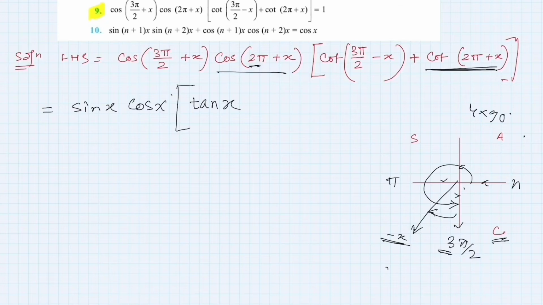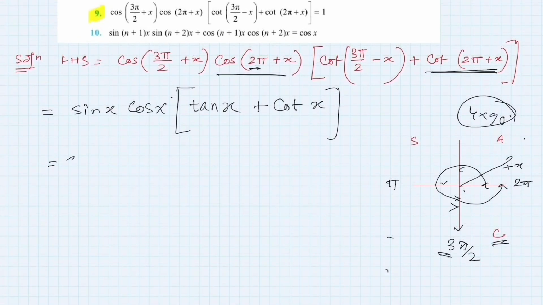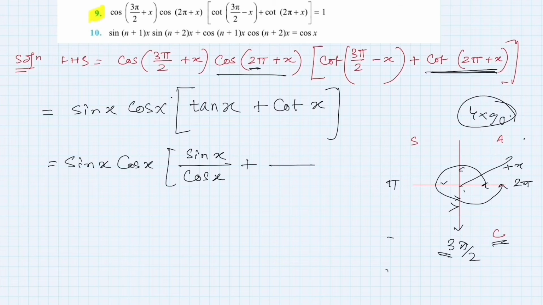Okay, so this is 2π here. Let me clean it again. So this is π, and here is 2π. 2π + x means it must be lying in the first quadrant where all trigonometric ratios are positive, and 2π is an even multiple of 90, so that's why cot remains cot x. Okay, so now sin x into cos x. So we know tan x is equal to sin x by cos x, and cot x is equal to cos x by sin x.